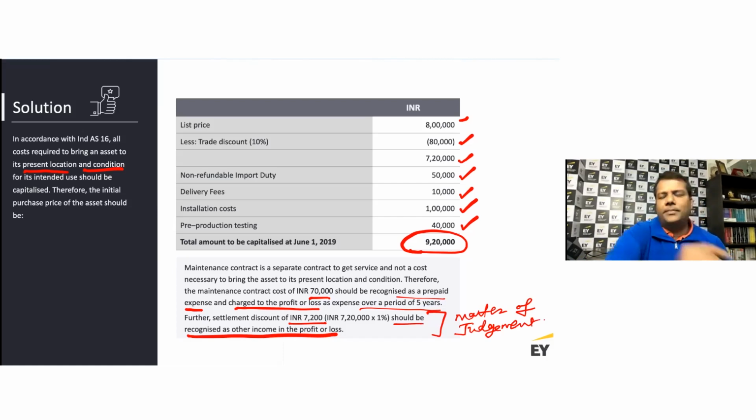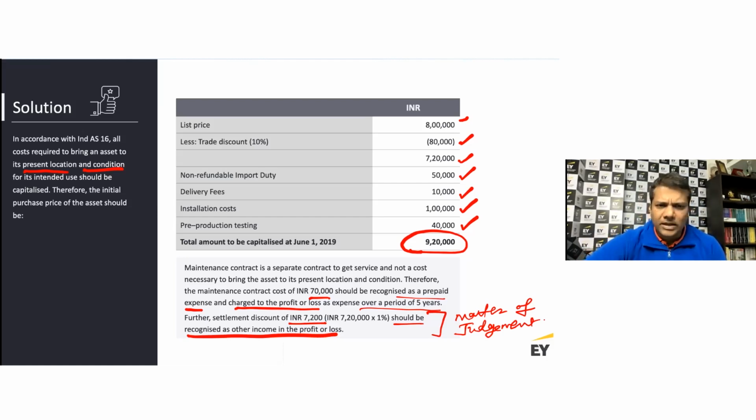We have another example in which, if the discount would have been not 1% but 5%, or maybe 2% or 3%, then possibly one could have argued that this also is an additional discount which is offered from the cost of acquisition for the plant itself, and hence not to be treated as other income.